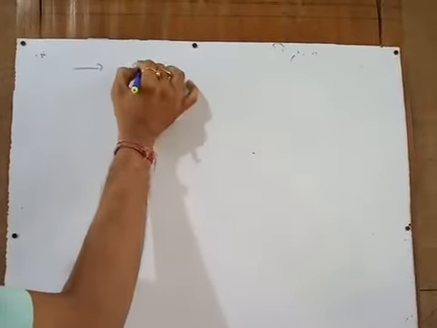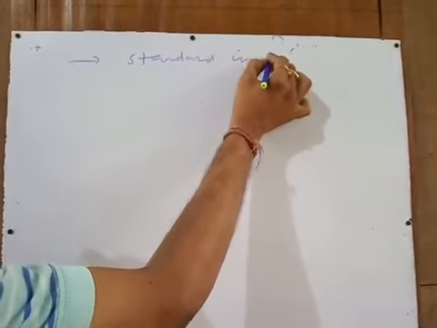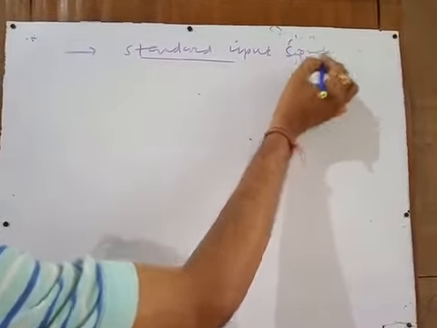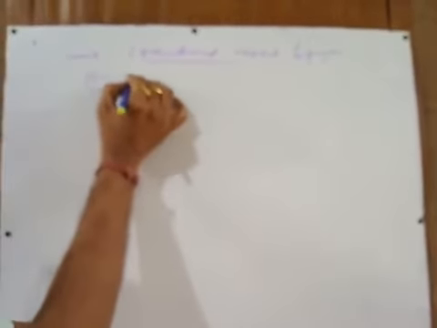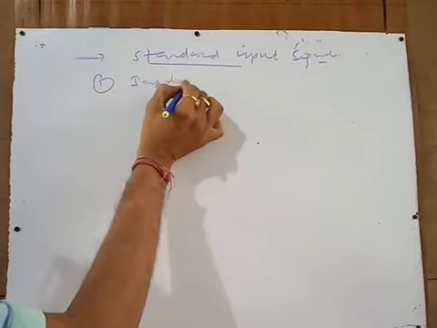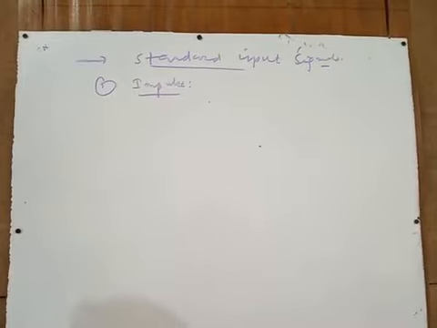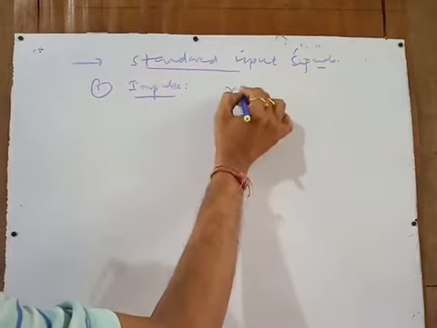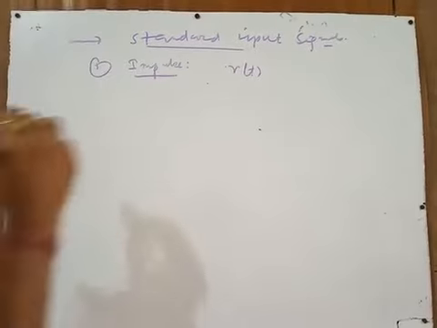So what we get is the different types of standard input signals. There are four types of standard input signals, and we will discuss them. First of all, the impulse. How will the impulse signal look? The mathematical expression of the impulse is r(t). Why are we taking this r(t)? First of all, let me clarify it.